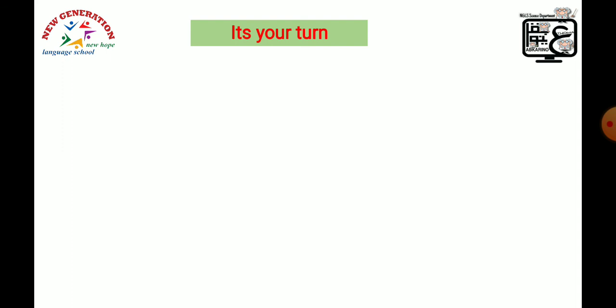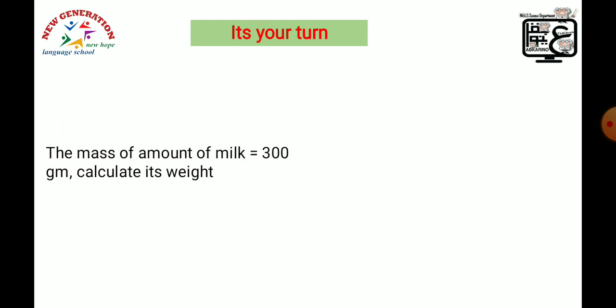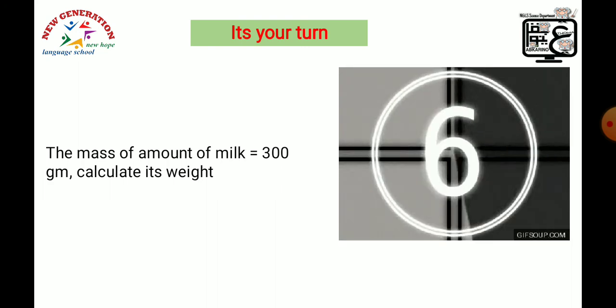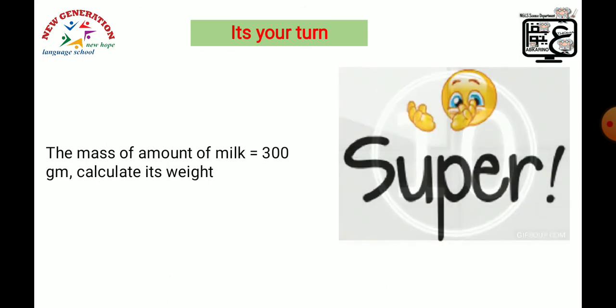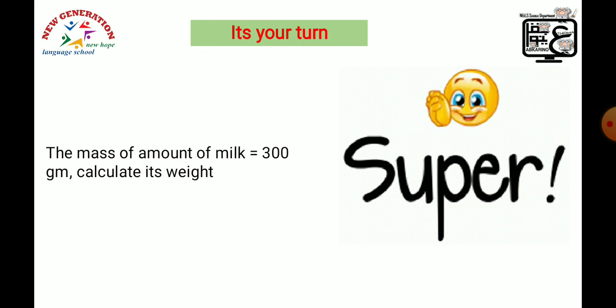And now it's your turn. The mass of an amount of milk equals 300 gram. Calculate its weight. But don't forget that the mass of the milk equals 300 gram, not kilogram. Calculate the weight. Bring a white paper and blue pen, and you have 10 seconds. 5, 4, 3, 2, 1. Super, Rahaf. Excellent. Clap your hands for Rahaf. You're amazing, Rahaf.